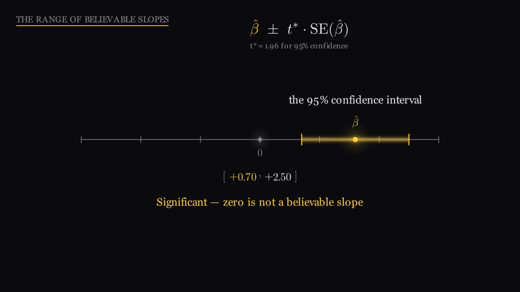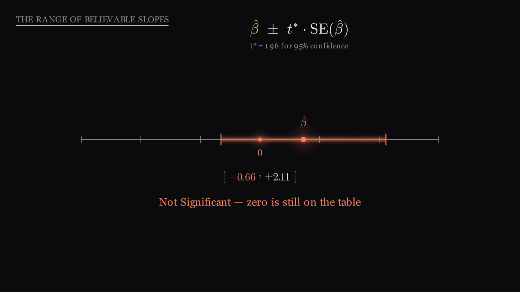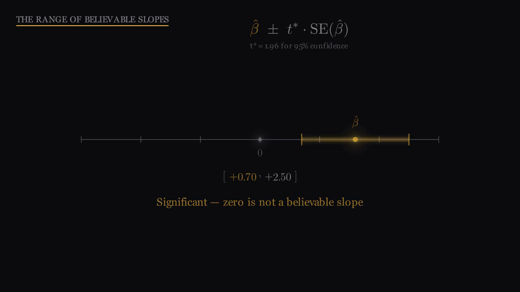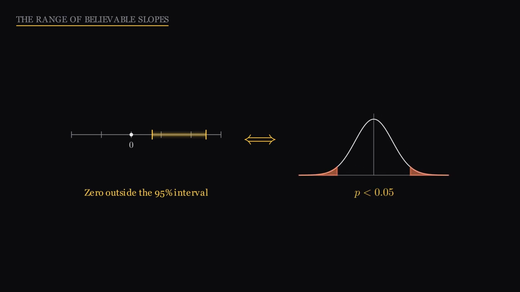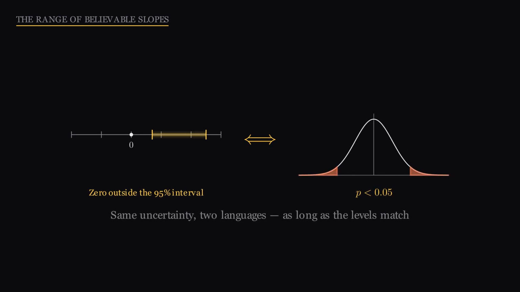If 0 falls outside the band, then the estimate is what we would call statistically significant. But if 0 falls inside the band, then we cannot rule out that there's no relationship. So asking "is 0 outside the interval?" and asking "is the p-value small?" are identical questions, as long as the levels match. 0 outside the 95% interval is exactly the same statement as a p-value below 5%. Same uncertainty, two languages. Now finally, we have every single piece we need.